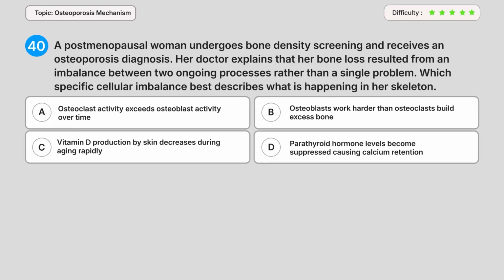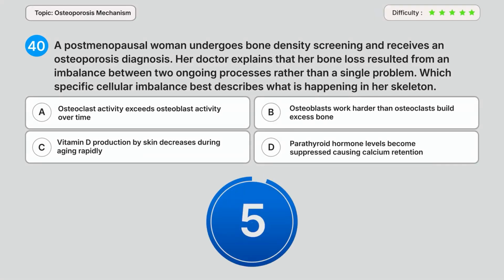A. Osteoclast activity exceeds osteoblast activity over time. B. Osteoblasts work harder than osteoclasts build excess bone. C. Vitamin D production by skin decreases during aging rapidly. D. Parathyroid hormone levels become suppressed, causing calcium retention. Can you guess the answer?